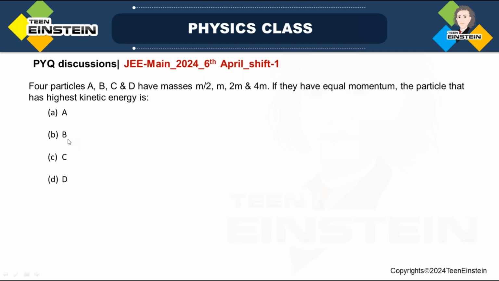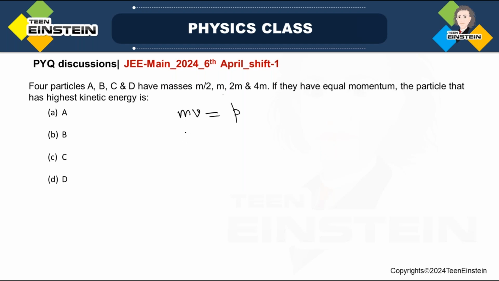Now look at this question. Four particles A, B, C, D have masses m by 2, m, 2m, 4m. If they have equal momentum, the particle that has the highest kinetic energy is. All of them have equal momentum. Momentum means m into v, and we can write this as p.